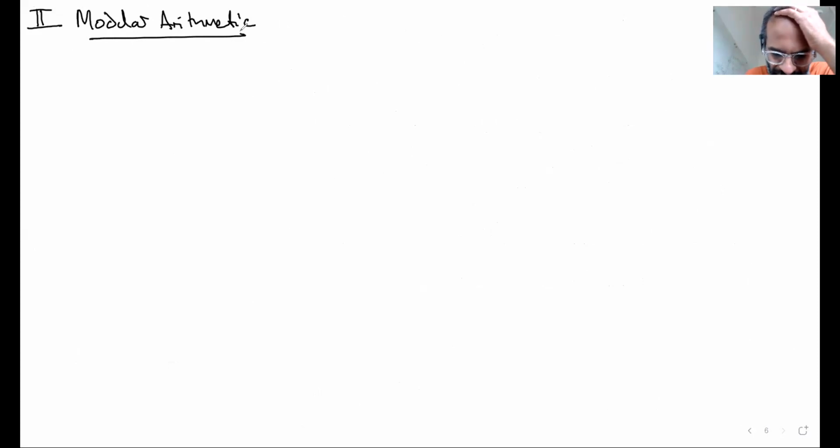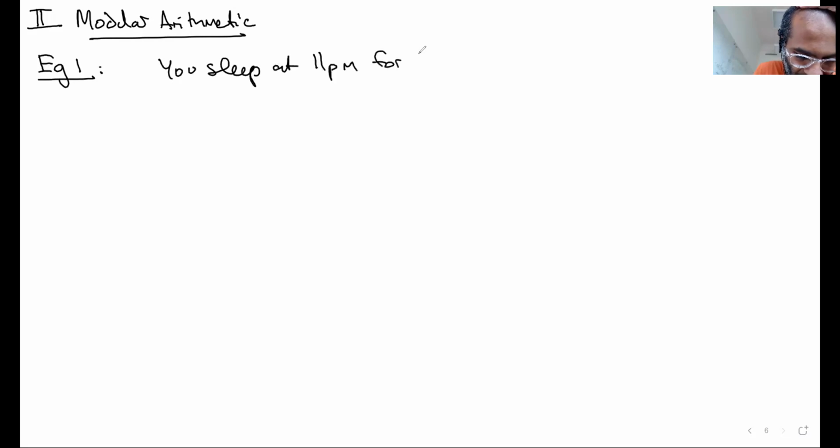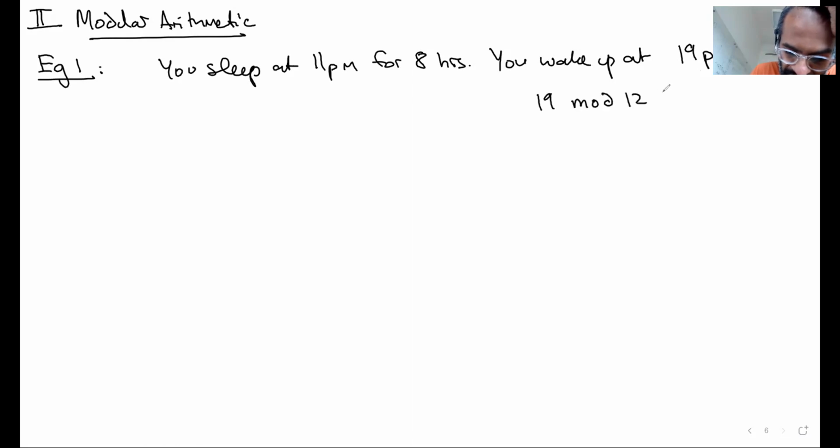So this is something you actually do every day, right? For example, let's say you sleep at 11 p.m. for 8 hours. You wake up at 19, no, right? You wake up at the remainder of 19 modulo 12, which is 7 a.m. So we're actually doing this remainder thing all the time. We measure time as a remainder modulo 12.